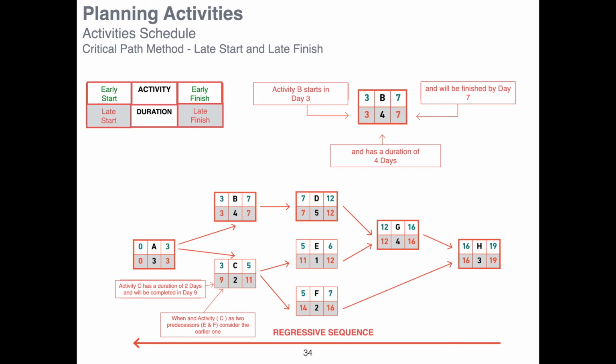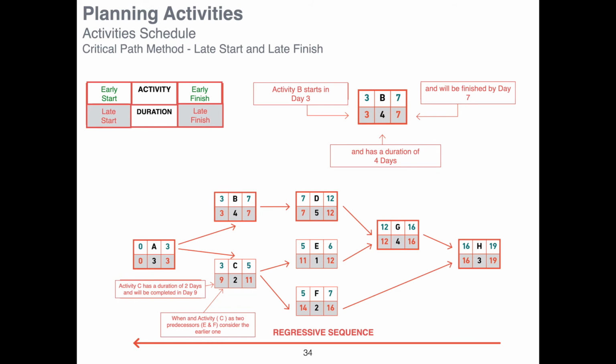And then on A, we have exactly the same situation because B will start on day 3 and C on day 9. When we are doing the regressive sequence, we are always using the earliest date possible to complete activity A. So the earliest date possible to complete activity A is day 3, because it's when activity B will actually start. And we have established now the regressive sequence. We know the late start and late finish dates.